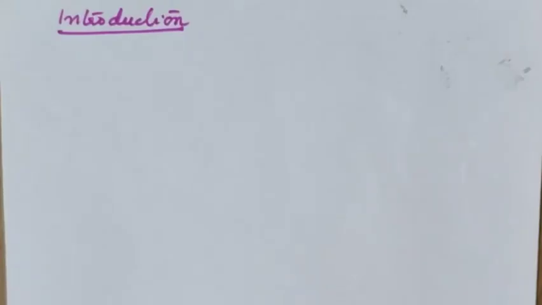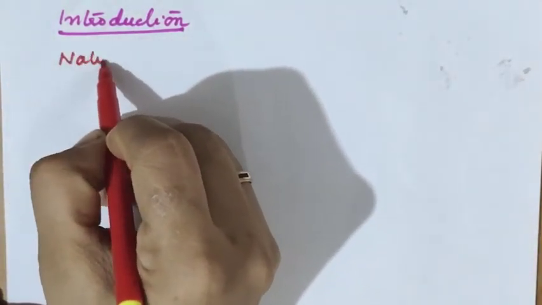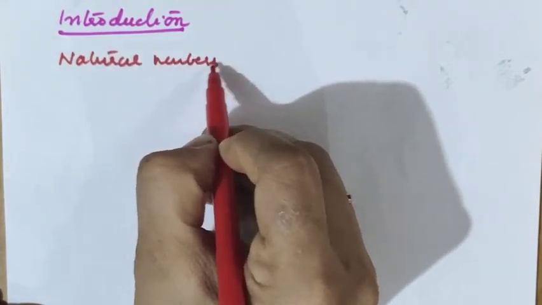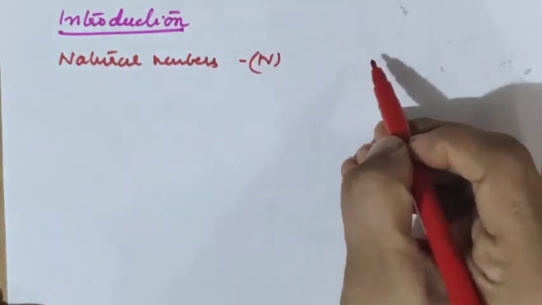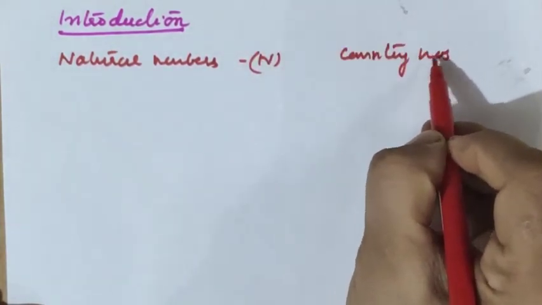Maths without numbers we cannot think. As you know, class 7 mathematics started with the chapter Integers. At the beginning itself you studied about the different types of numbers. The first one is counting numbers, that is natural numbers, and the group is denoted by the letter N, which is commonly called counting numbers.